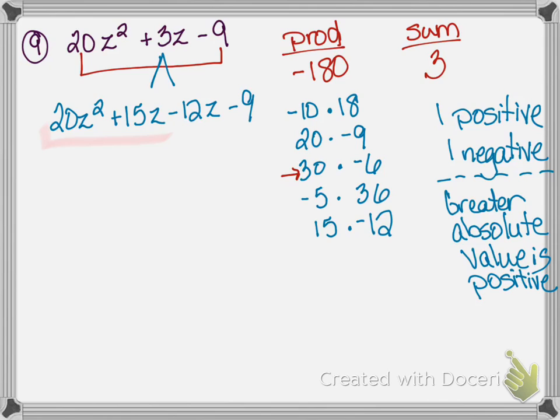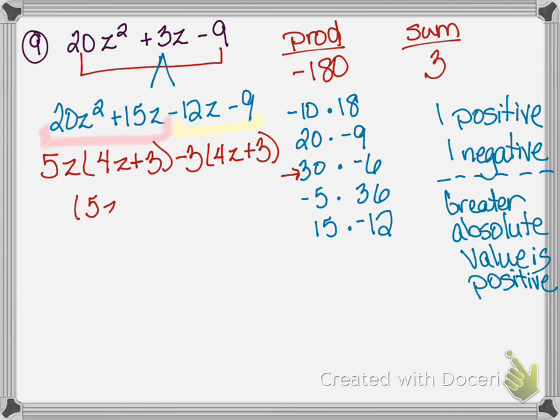Okay? At this point, we are factoring by grouping. 5z, so I'm left with 4z plus 3. Now, what have I told you? If we have a negative right here, what have I said? Pull out a negative. Good. I'm going to pull out a negative 3. Then I'm left with positive 4z plus 3. So my final answer here is 5z minus 3 times 4z plus 3.